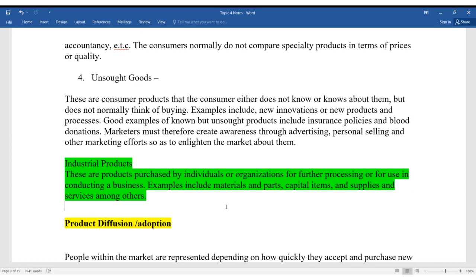So all that are aspects of industrial products. Those are aspects of industrial products that you need to remember.